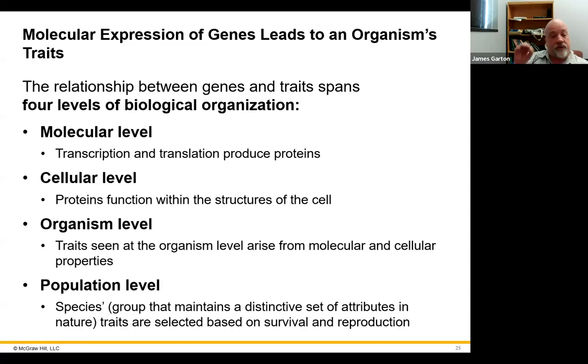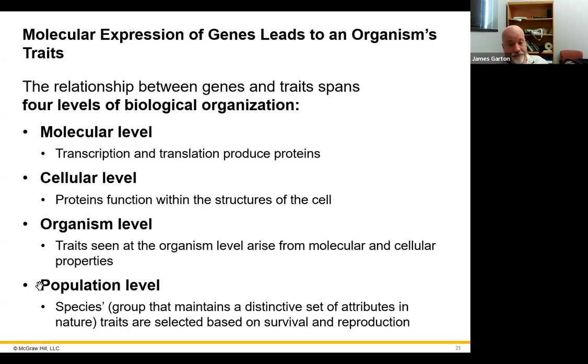And these traits can act on different levels. They can act at the level of the molecule, the exact combination of proteins that a cell and/or an organism can make. They can act at the level of the cell. Proteins can alter the function of the structures in the cell. They work at the level of the organism as a whole, which is just traits that are seen in the organism are due to these lower level effects. And they can lead to traits that you see at the level of the population.